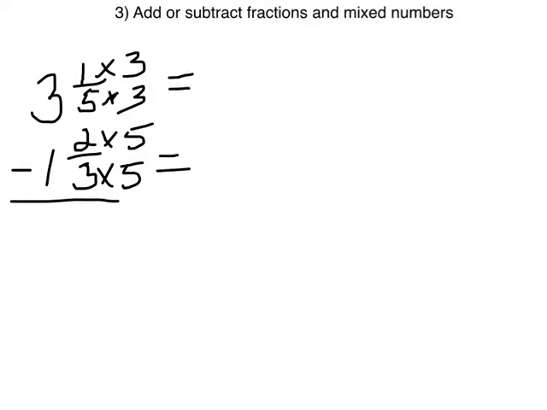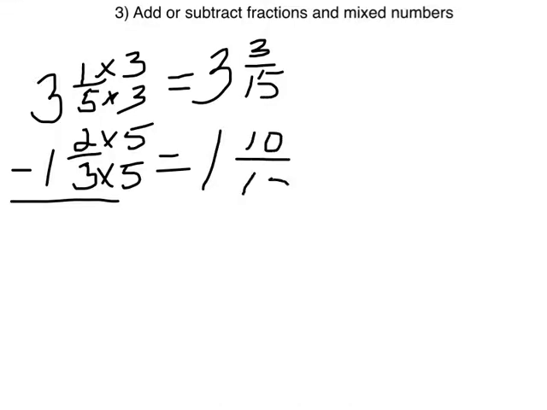So 3 1/5 is equal to 3 3/15. And 1 2/3 is equal to 1 10/15. And this is subtraction. Now, you have to look here in subtraction. Can you take 10/15 from 3/15? Well, you don't even have 10/15. So you can't take 10/15 away from 3/15.